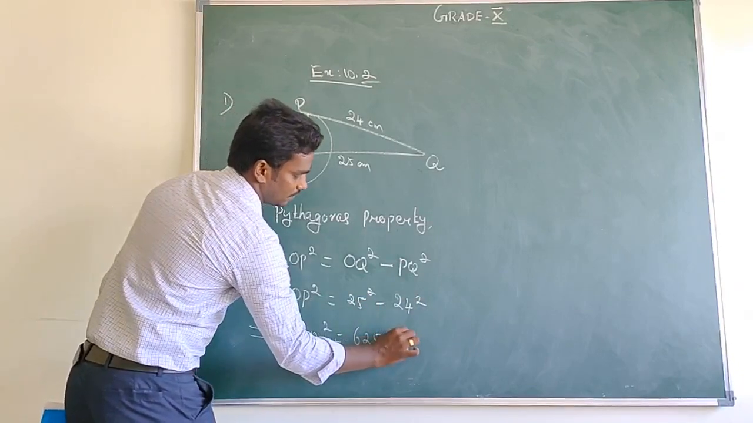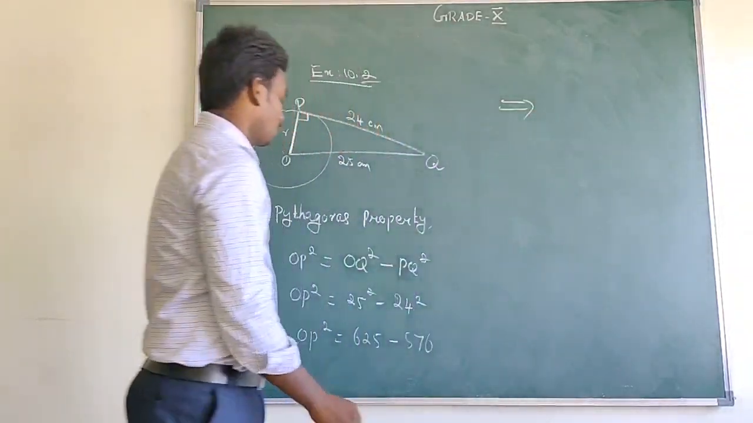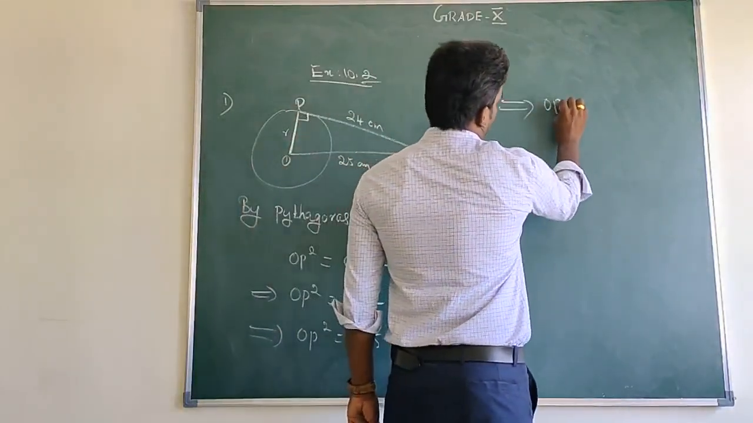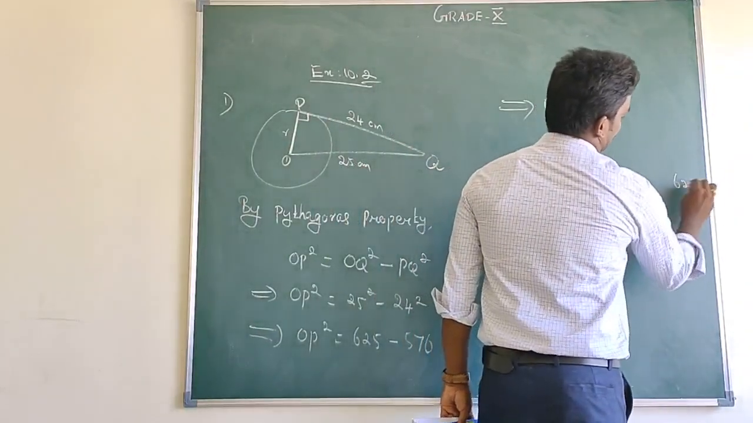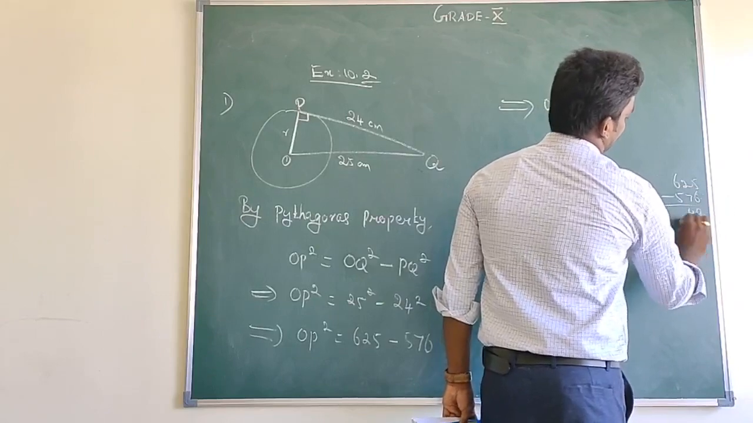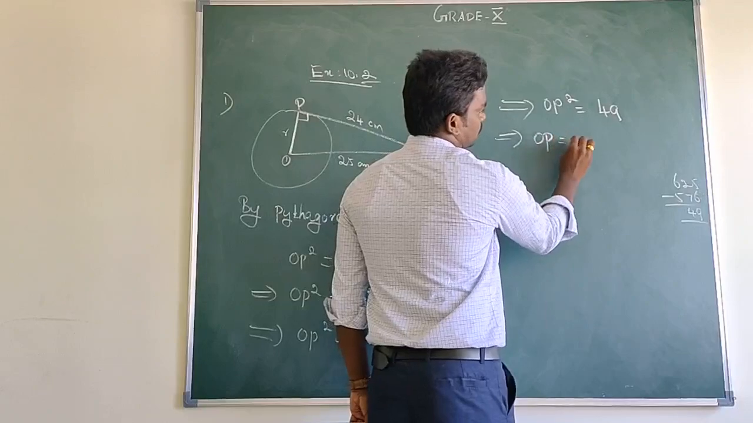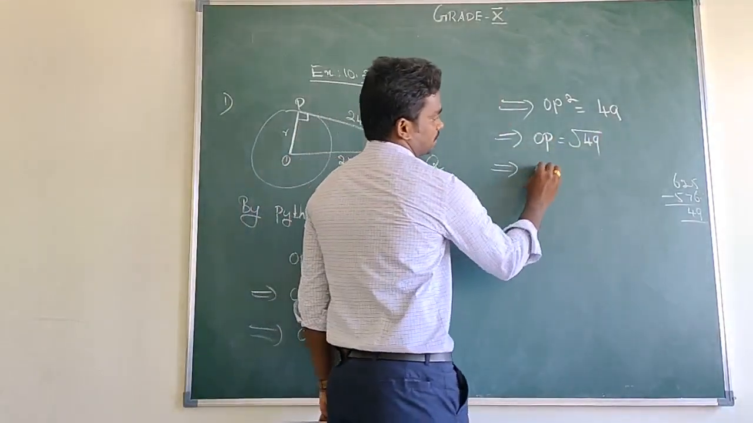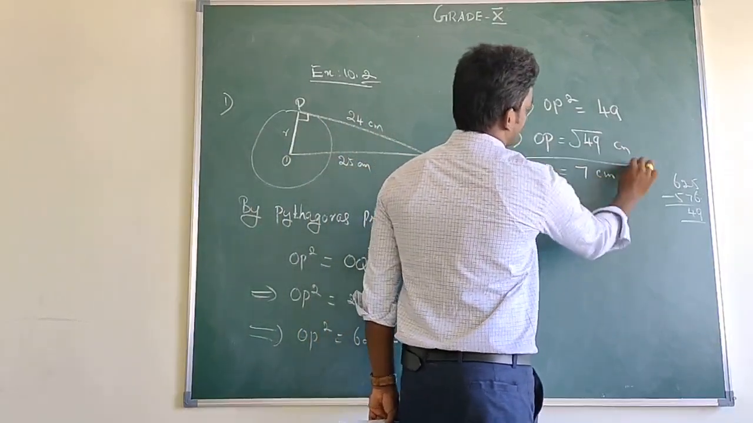OP square is equal to 625 minus 576. The difference between 625 and 576 is 49. So OP square is 49, which implies OP is equal to the square root of 49. The square root of 49 is 7. So OP is equal to 7 cm, which is the radius of the circle.